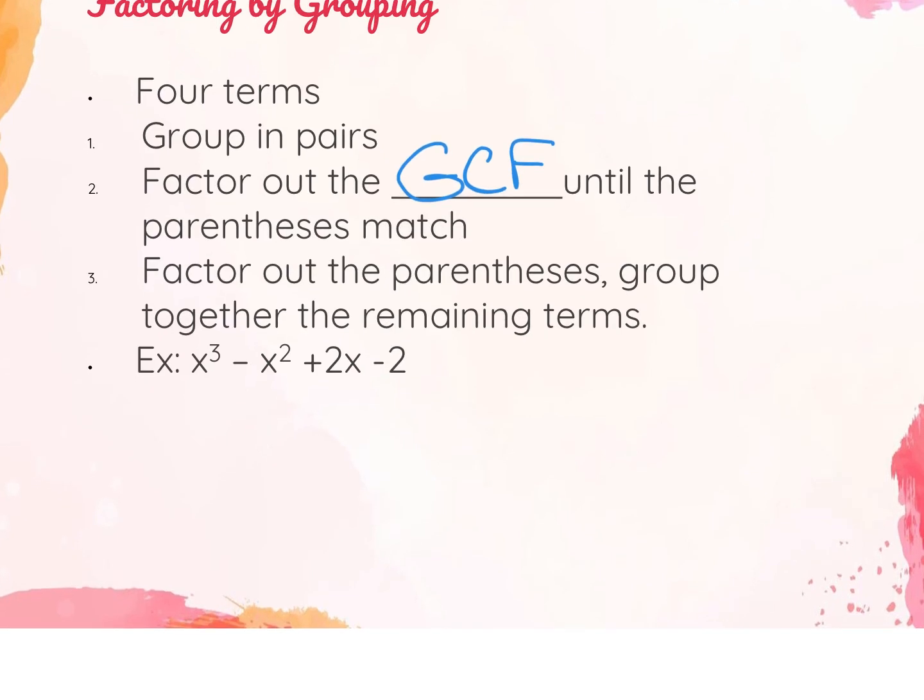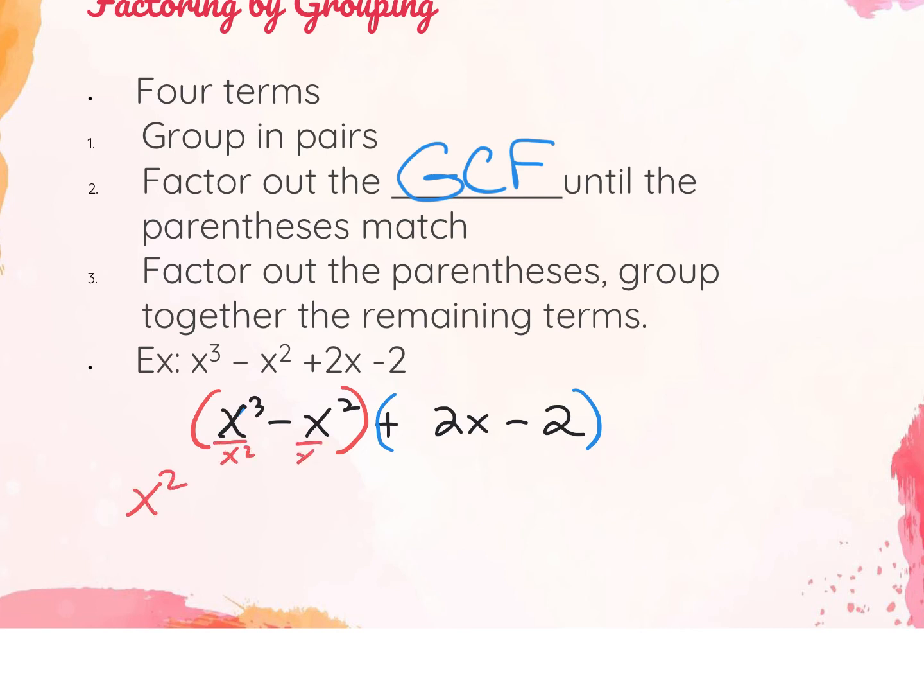So let me rewrite my problem here. x to the third minus x squared plus 2x minus 2. So I'm going to group the first two and make a pair here. And then I'm going to make a pair here. So that's 4 terms, group them into pairs. Now what I need to do is factor out a GCF of the red pair and then the GCF of the blue pair. So the GCF of my red pair is x squared. So I'm going to divide this by x squared and this by x squared. And then I'm left with x minus 1.